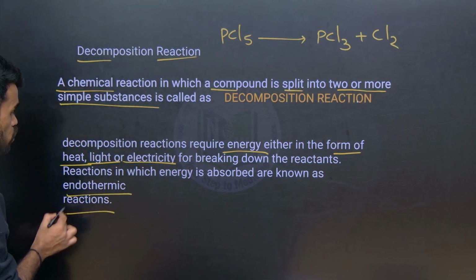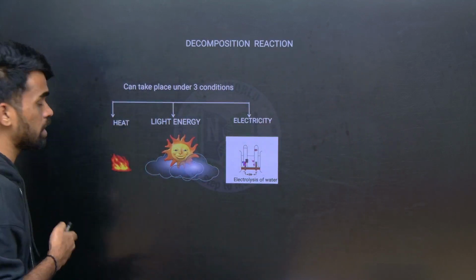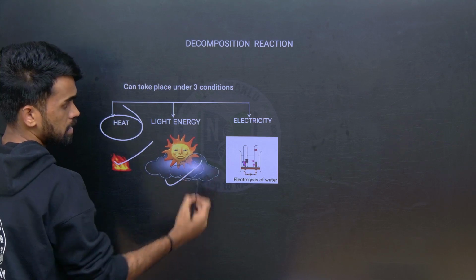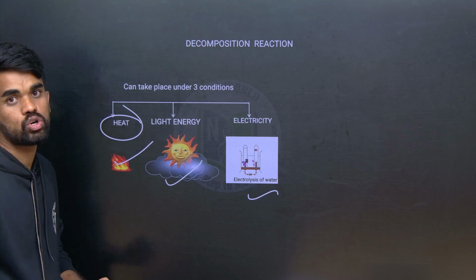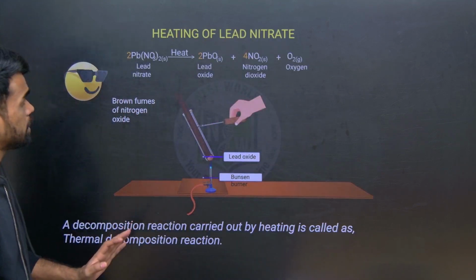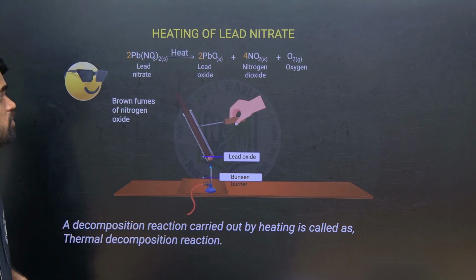Those kinds of reactions which require energy are considered endothermic reactions. So what is required here? Either heat, sunlight or electricity. We will see an example of electrolysis of water also. Here, see, heating of lead nitrate. The first one is the example of heating of lead nitrate.